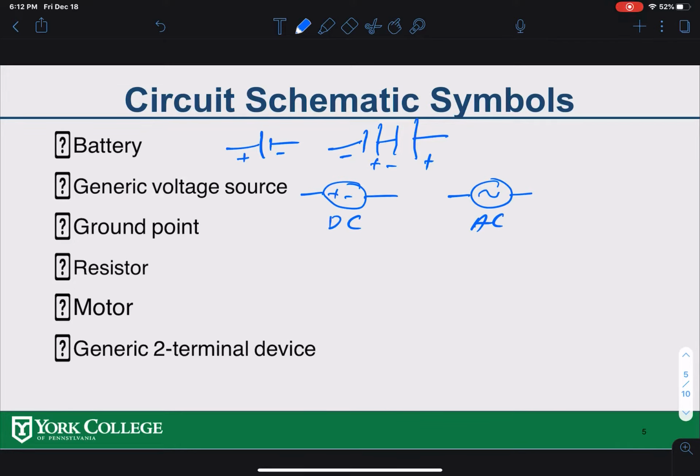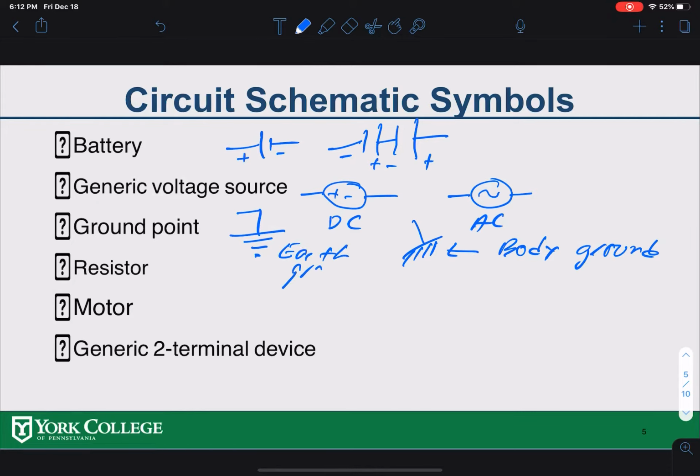And the ground point: there are 2 ground symbols we use. This one is for the earth ground, right? And another one is the body ground. We sometimes use the body ground. That is basically like a broom for you. So that is like that. So this is the body ground. It is basically like your car has the body ground. And this is the earth ground, right?